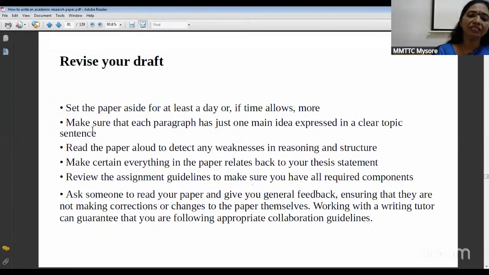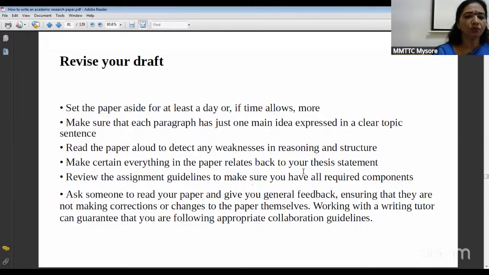Make sure that each paragraph has just one main idea expressed in a clear topic sentence. Read the paper aloud. That is very important. That's what we do. Every day at night we call a Zoom meeting and ask the student to read it aloud, so that if we hear some paragraphs or statements that need work, we rewrite the same thing in a different way. So you also read aloud to detect any weakness in reasoning and structure. Make certain everything in the paper relates back to your thesis statement.